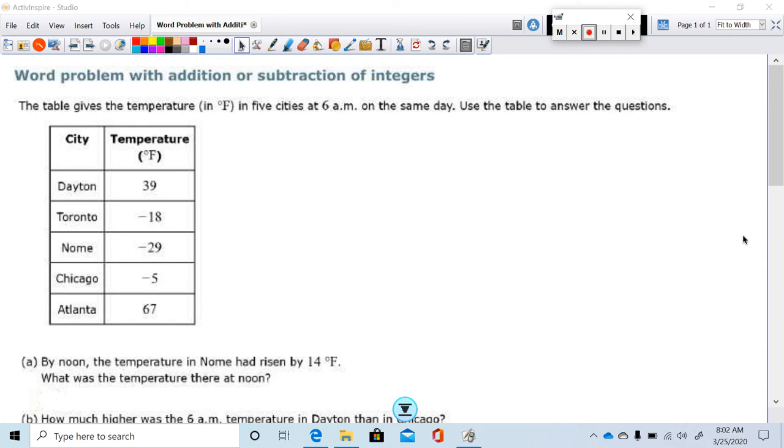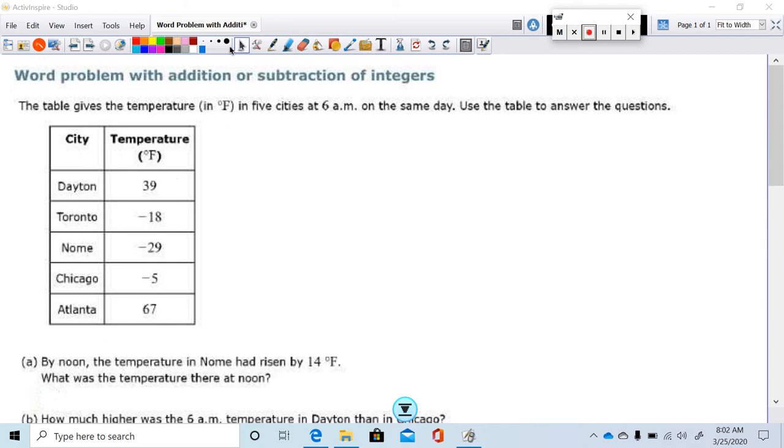Word problem with addition or subtraction of integers. The table gives the temperatures in degrees Fahrenheit in 5 cities at 6 a.m. on the same day. Use the table to answer the questions. By noon, the temperature in Nome had risen by 14 degrees Fahrenheit. What was the temperature there at noon?